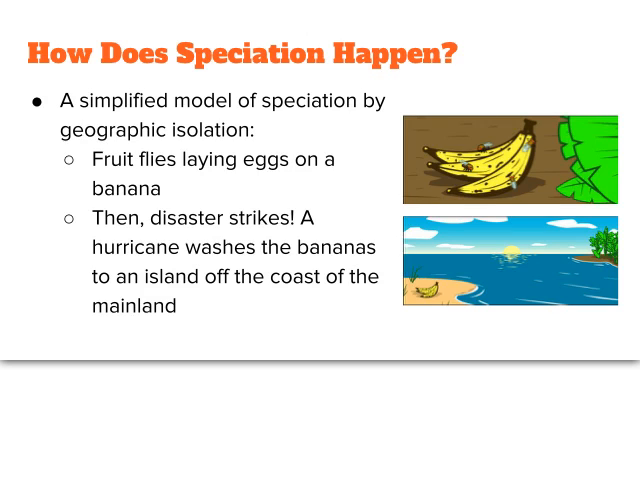So let's talk about how speciation happens. I'm going to give you a really simplified model, and then we'll look at some of the more specifics. So I want you to imagine a situation where I have some fruit flies, and all these fruit flies are part of the same species. They're hanging out and they're laying eggs on a banana. And then all of a sudden, disaster strikes, and a hurricane washes the bananas to a different island.